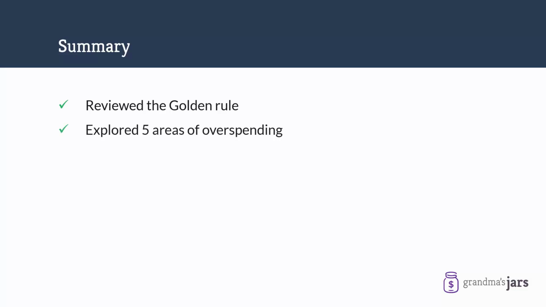In summary, we've had a quick look at the golden rule. We must not spend more than we earn. And we reviewed 5 areas of common overexpenditure. And while none of these individual strategies are earth-shattering, cutting back $20 here and $50 there adds up to hundreds over the course of a month and thousands over the course of a year.